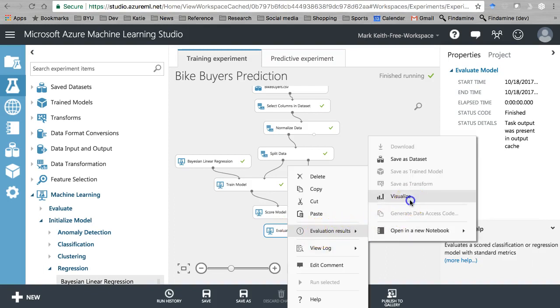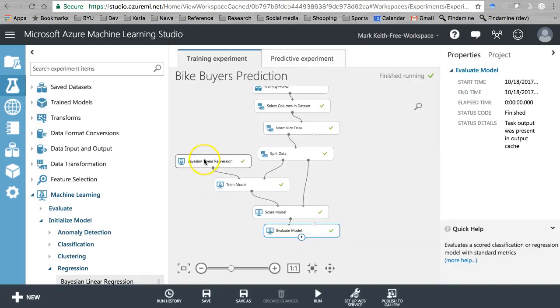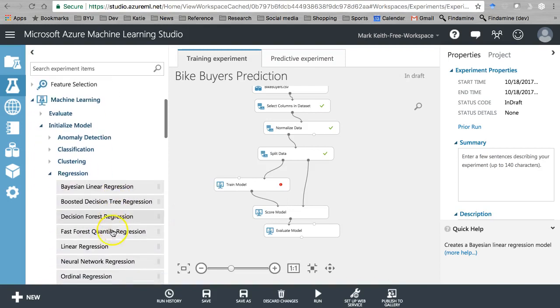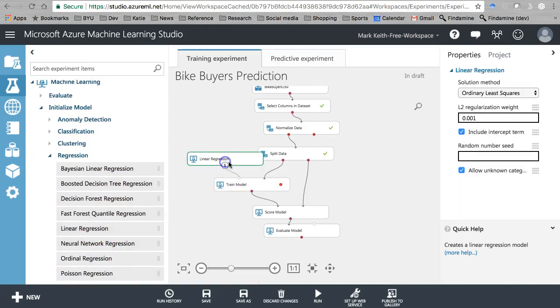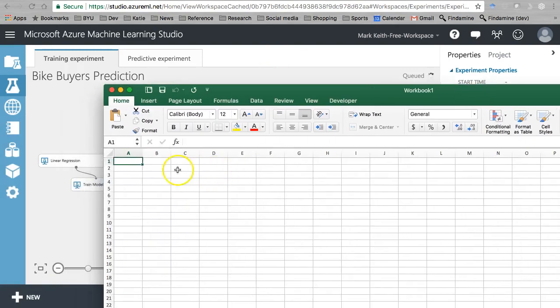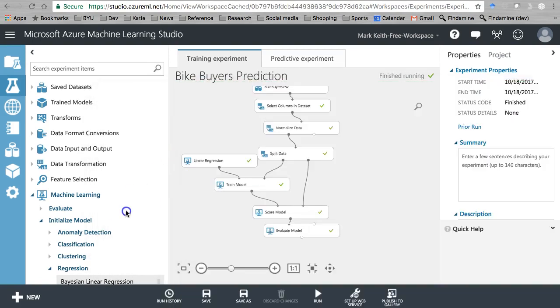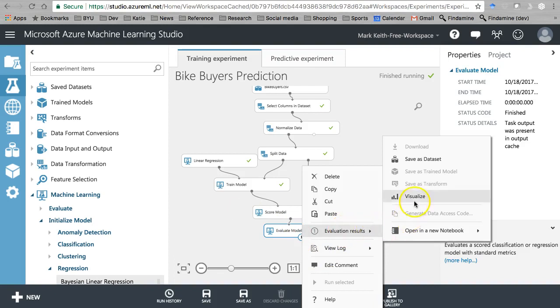But actually, one more check real fast here. I'm going to copy this number. So this is our naive Bayes number. Let's go back and do our linear regression one more time. Get that running. I'm going to forget this again. So let me just go ahead and paste this in here now. Right, let's see here. Evaluate model with linear regression.